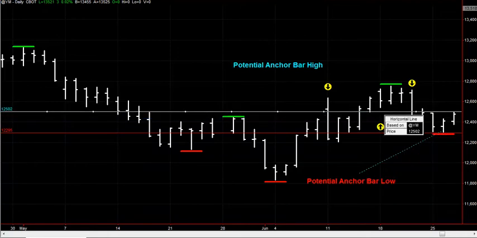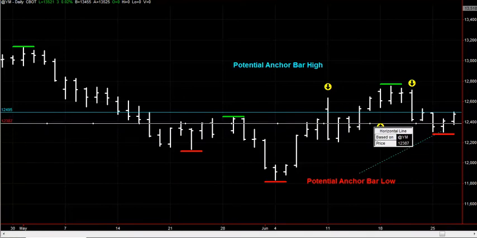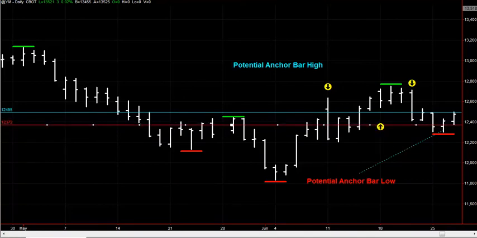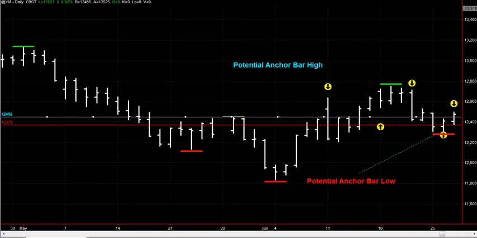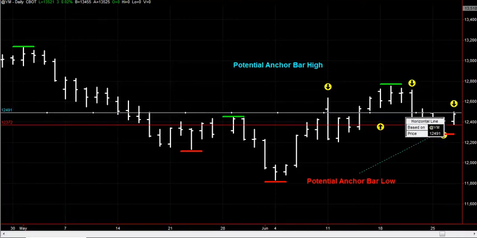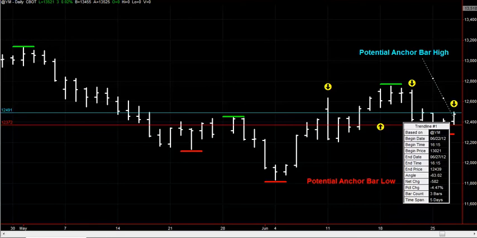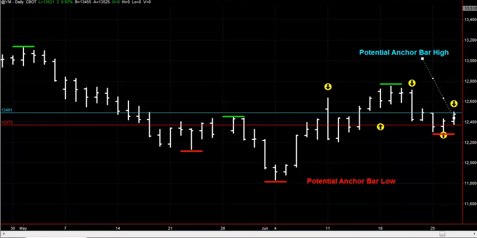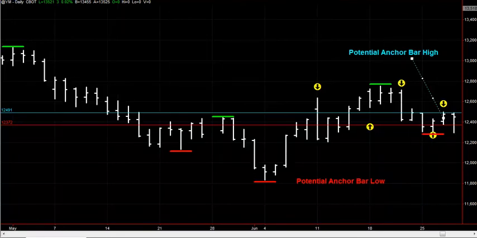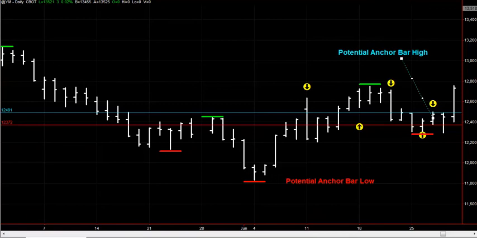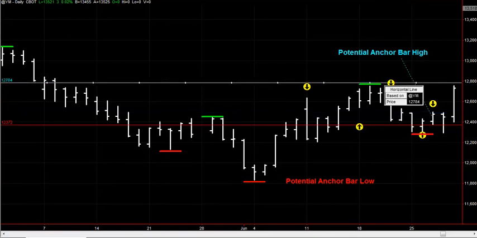But immediately before we do that, we have to make the actualizing bar, which is this bar over here. Remember, this bar actualized the bar preceding it because it broke its high, which was there. Now we have to make this the potential anchor bar high. It could be, we don't know, but I doubt it will be. I'm sure the price action will move quite high. So let's see what happens. Actually, it moves lower but doesn't close below, and eventually, boom, starts moving up.